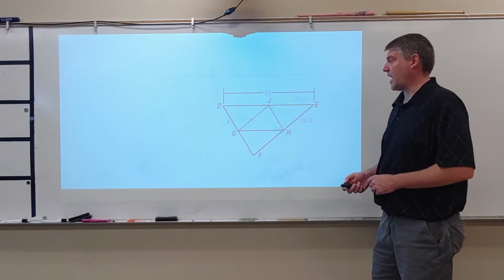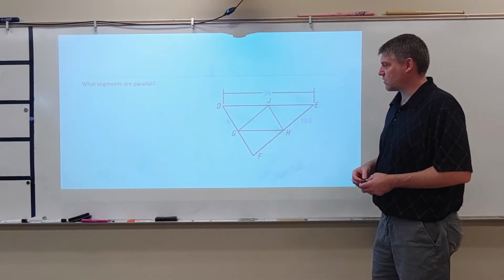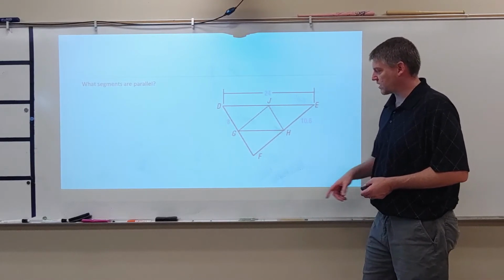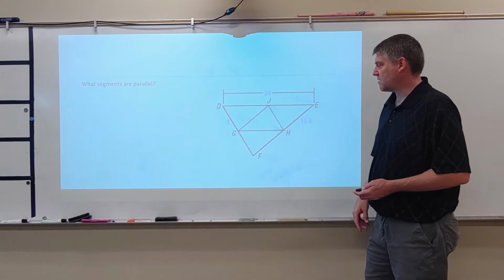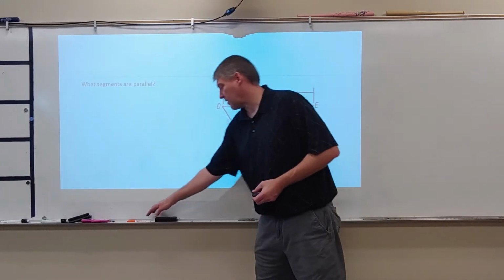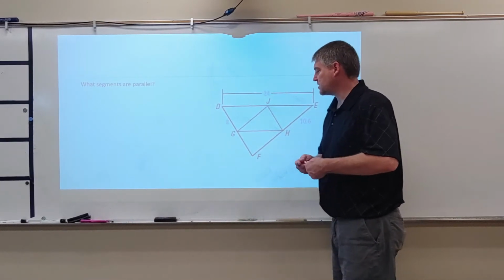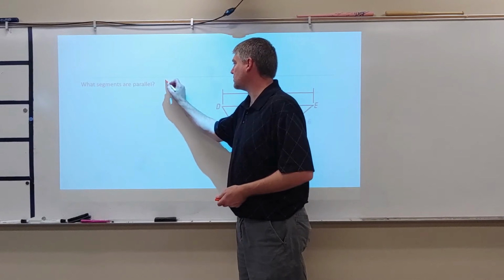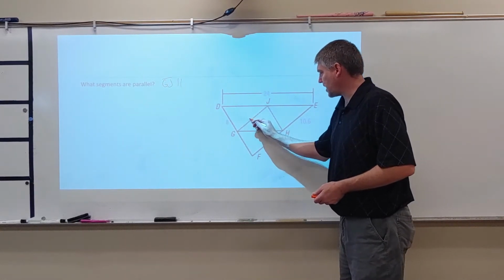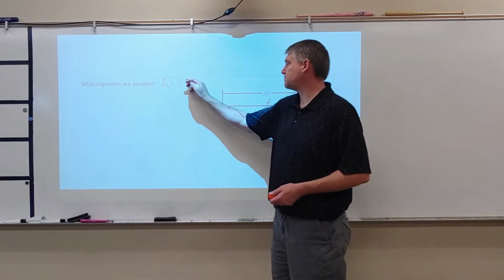So here we have an item. We want to look at which ones are parallel, and we're going to say G is a midpoint, J is a midpoint, and H is a midpoint. So what is GJ parallel to? Well, here's GJ, right? So it's parallel to this whole side, FE.